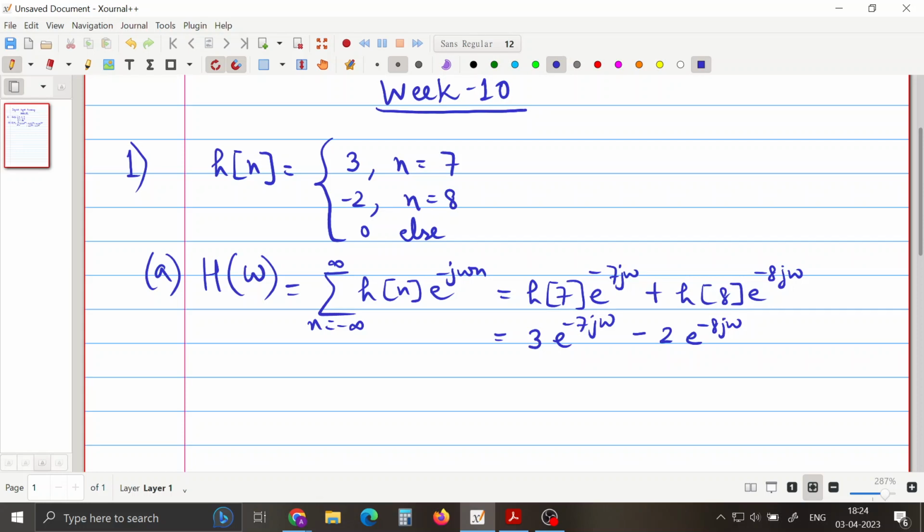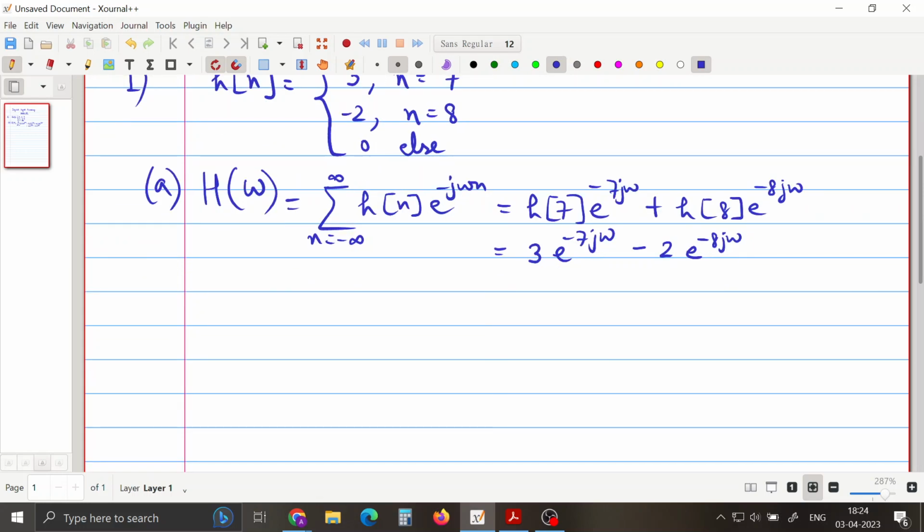Alright, and let's actually separate out the real parts and imaginary parts, because that will be helpful for us to find its magnitude, because we need to find the maximum value of the magnitude and also the frequency at which the magnitude becomes maximum. So let's do that.